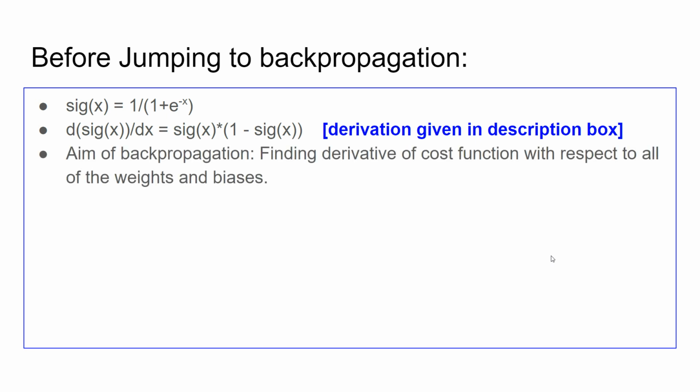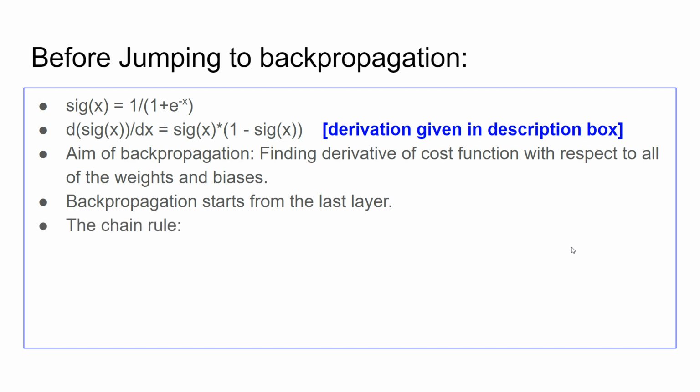Aim of backpropagation: find the derivative of the cost function with respect to all of the weights and biases. Backpropagation starts from the last layer. The main idea behind backpropagation is the chain rule, and it is defined as: if there is a function g of f(x), then the differentiation of g with respect to x is equal to the differentiation of g with respect to f into the differentiation of f with respect to x. Backpropagation is basically the chain rule.